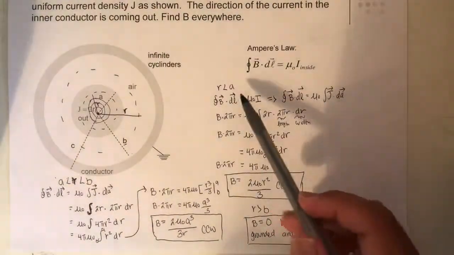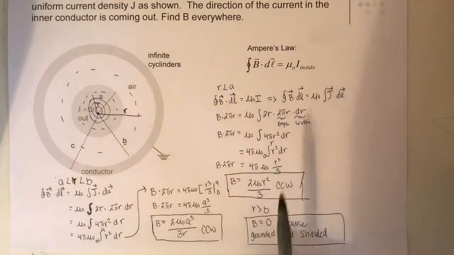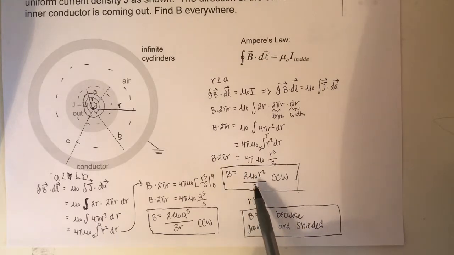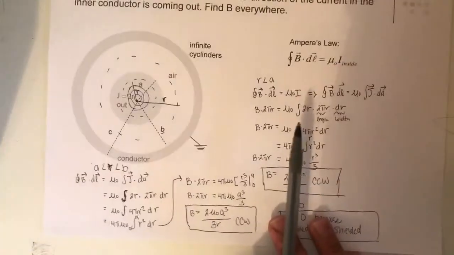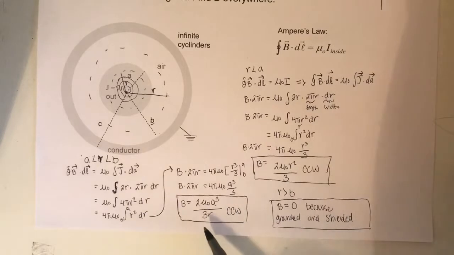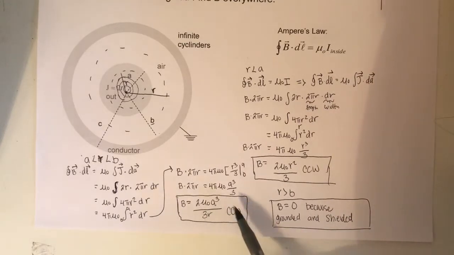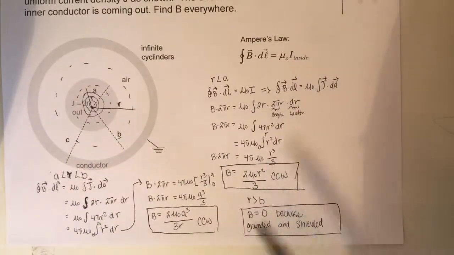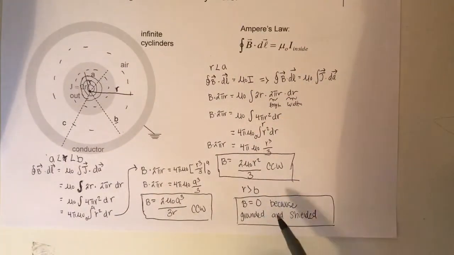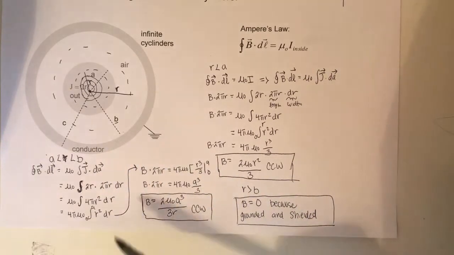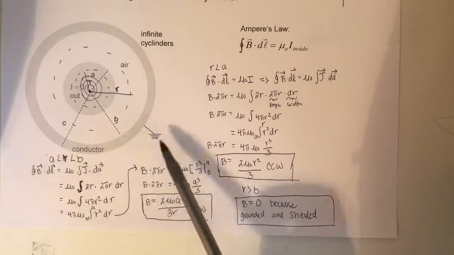So again, to recap, when r is less than a, we have B equals 2 mu naught r squared over 3 in the counterclockwise direction. When r is between a and b, the B field equals 2 mu naught a cubed over 3r in the counterclockwise direction. When r is greater than b, B is 0, because it is grounded and shielded, which can be represented right here in the diagram.